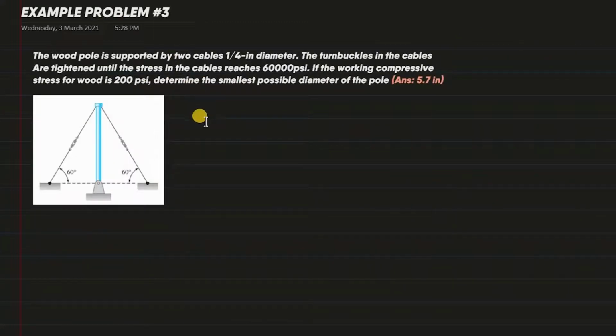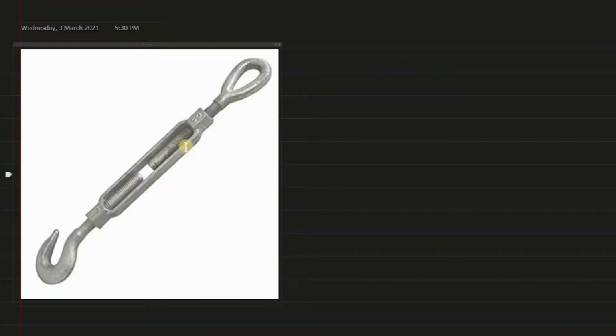So, dito sa ating last problem, mga bis, sabi dito, the wood pole, ito yon, color blue pero wood pole yan. 1/4 inch in diameter. So, ito daw, it is 0.25 inch in diameter. The turnbuckles in the cables, turnbuckles ito guys. Ito yung nakikita nyo sa mga gymnasium. Doon ko palaging nakikita to.